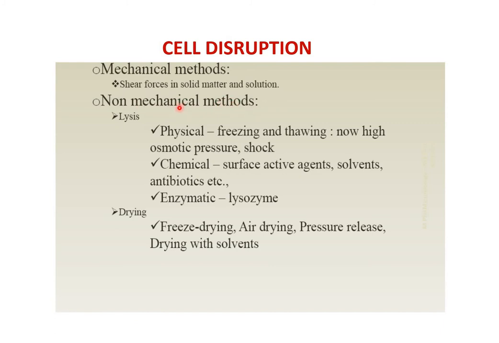Then non-mechanical methods include lysis. The kinds of lysis that can be done are physical. In physical, we are going to talk about freezing or thawing, and high osmotic pressure and shock. When we talk about chemical, it is surface active agents, solvents, antibiotics, etc. Enzymatic, for example, lysozymes. And talking about non-mechanical methods, we have drying also. In drying, it is freeze drying, air drying, and pressure release drying with solvents.